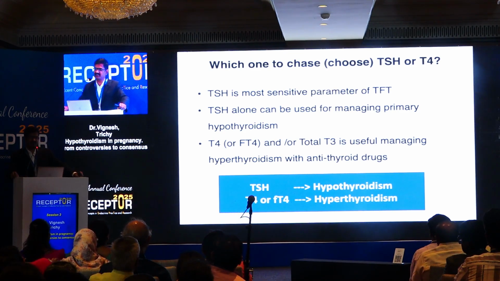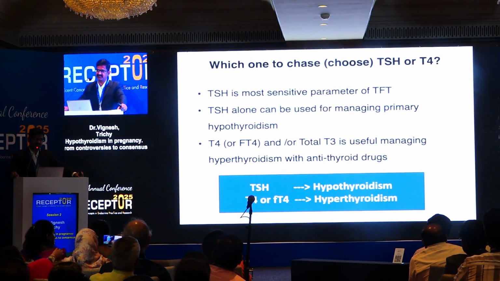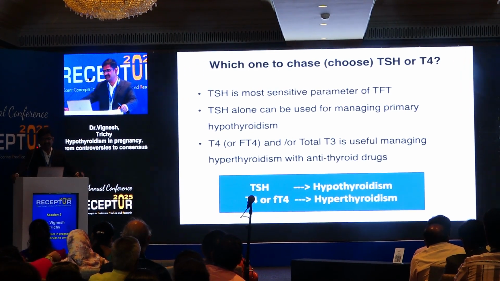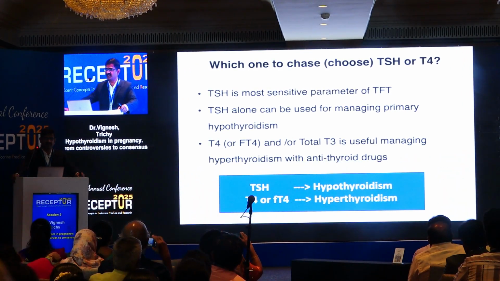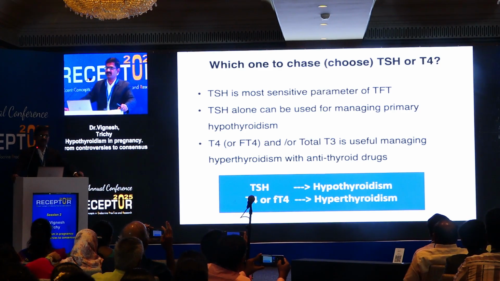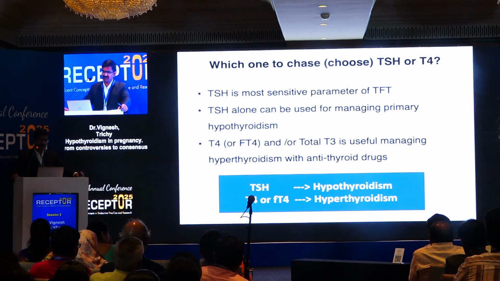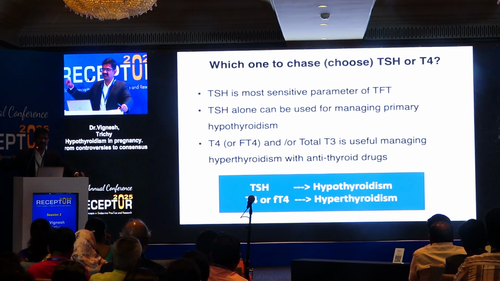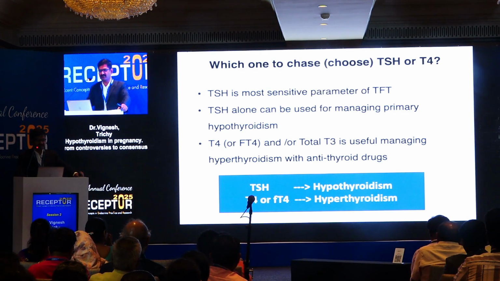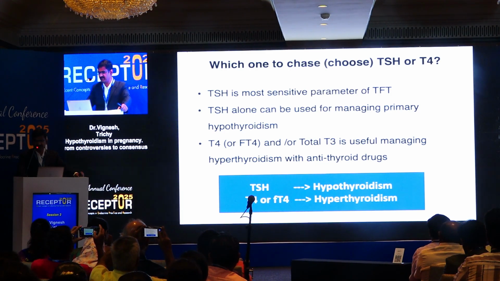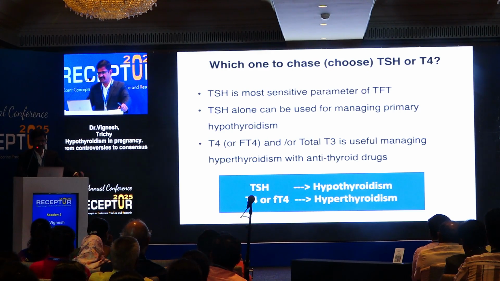So which one to choose, whether TSH or T4 or both? Of all the parameters, T3, T4 and TSH, TSH is the most sensitive parameter, what we call a barometer for thyroid function. So for managing hypothyroidism, TSH alone is enough. We need not look at the T4 or free T4 levels. T4 is useful only for managing hyperthyroidism, because TSH will be suppressed in hyperthyroidism. So for diagnosing hypothyroidism, TSH is enough. For evaluating and managing hyperthyroidism, we need to look at the T4 or free T4.